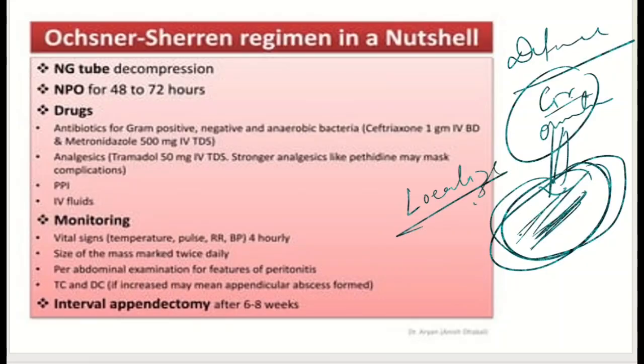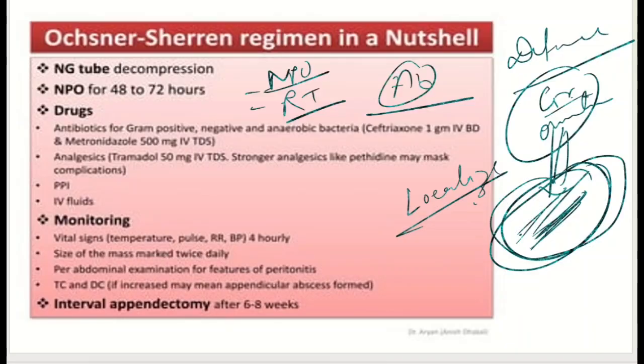So there we will find a lump on palpation. What we do here, we keep the patient NPO and put a Ryle's tube, so nasogastric tube decompression is done. Then broad spectrum antibiotics are given, for example ceftriaxone 1 gram IV BD and metronidazole 500 mg IV TDS. Injectable analgesics are given. PPI and IV fluids are given.